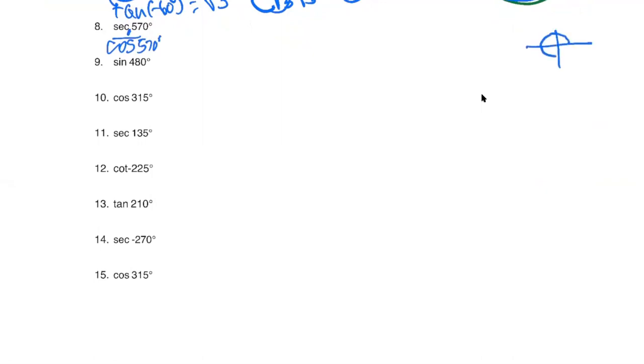All right, so 570. So let's think. This is 360. And this is, let's see, 360 and 90, I think is 450. This one's 540. And so I'm coming around here is 570.